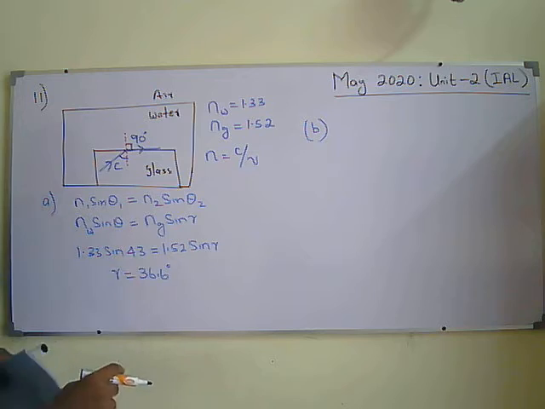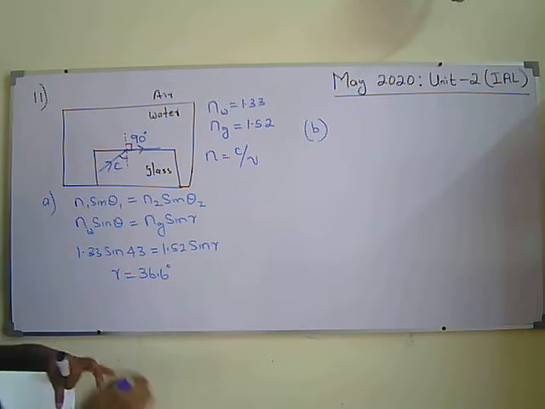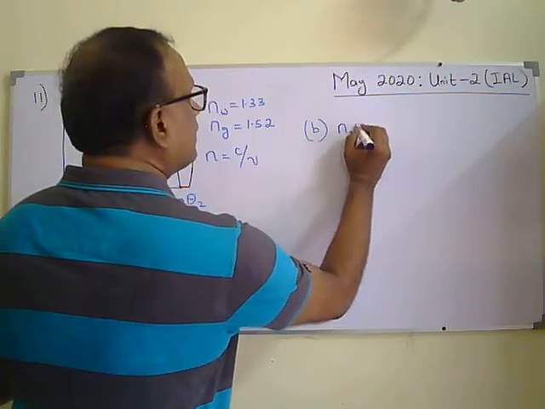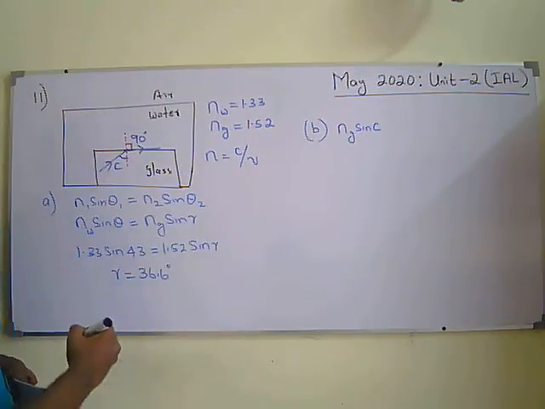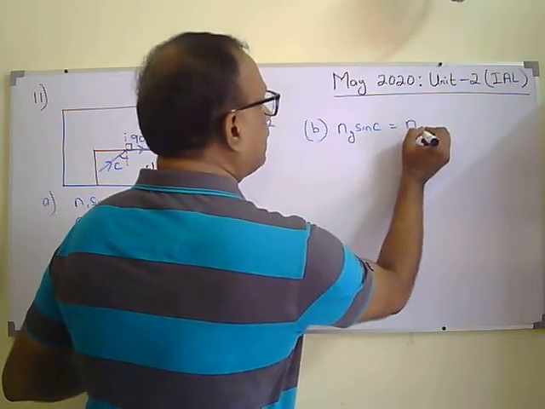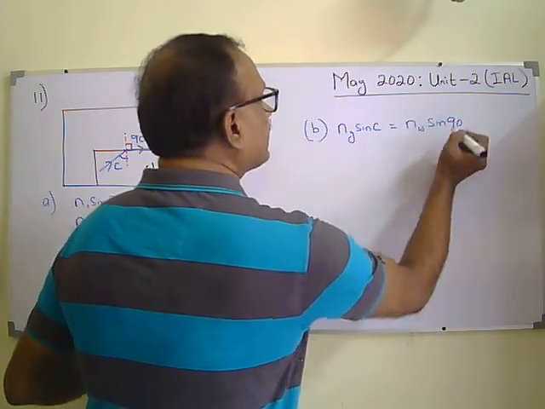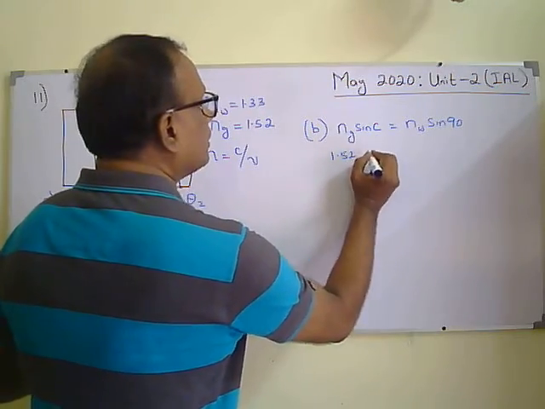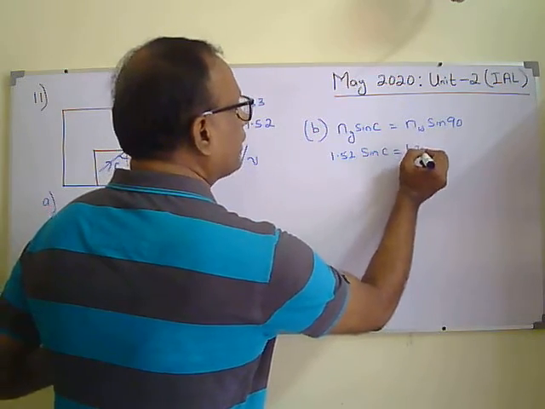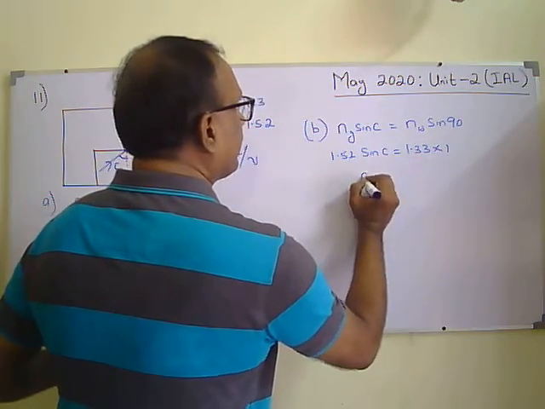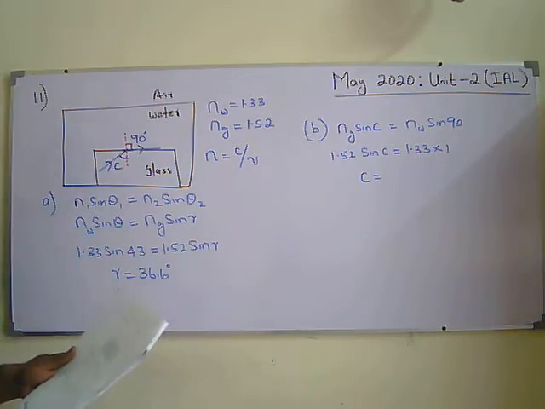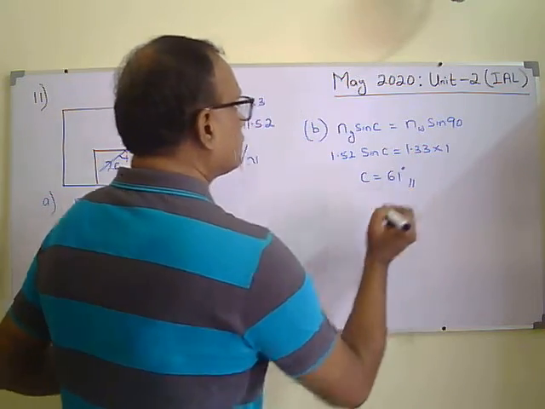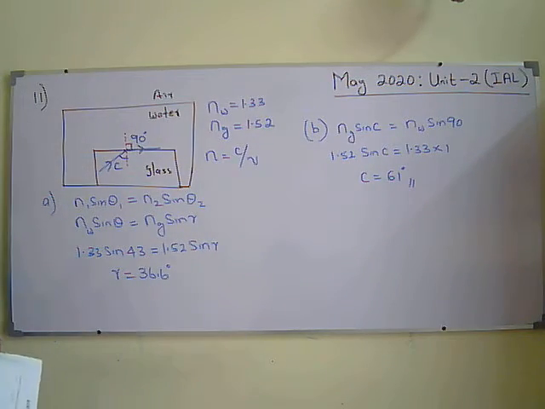So the same equation I can use for B part. That means here Ng sine C equals Nw sine 90. So Ng I know is 1.52, sine C equals 1.33 times sine 90. Find the C. You will get 61 degrees. That's the answer for part B.